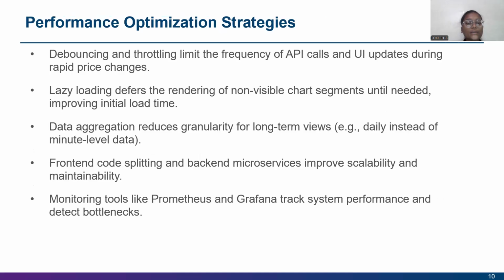And performance optimization strategies: debouncing and throttling limit the frequency of API calls and UI updates during rapid price changes. Data aggregation reduces granularity for long-term views, for example daily instead of minute level data. Front-end code splitting and back-end microservices improve scalability and maintainability. Monitoring tools like Prometheus and Grafana track system performance and detect bottlenecks. This is the performance optimization strategies.